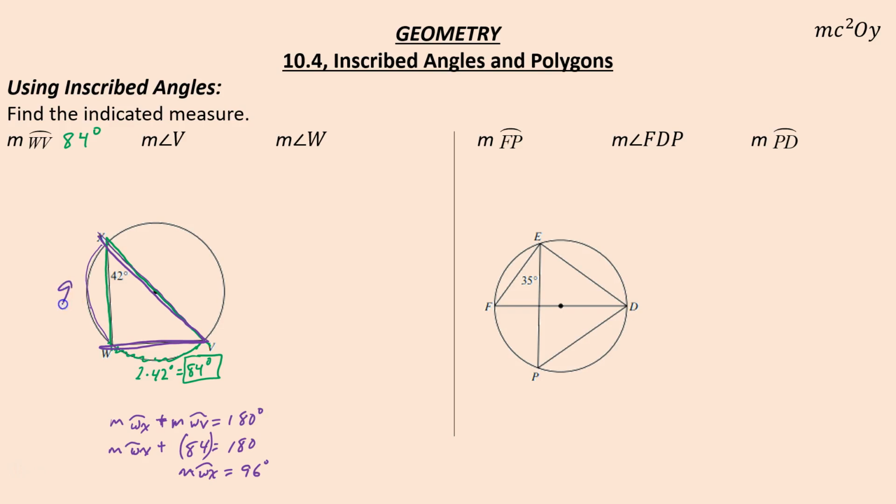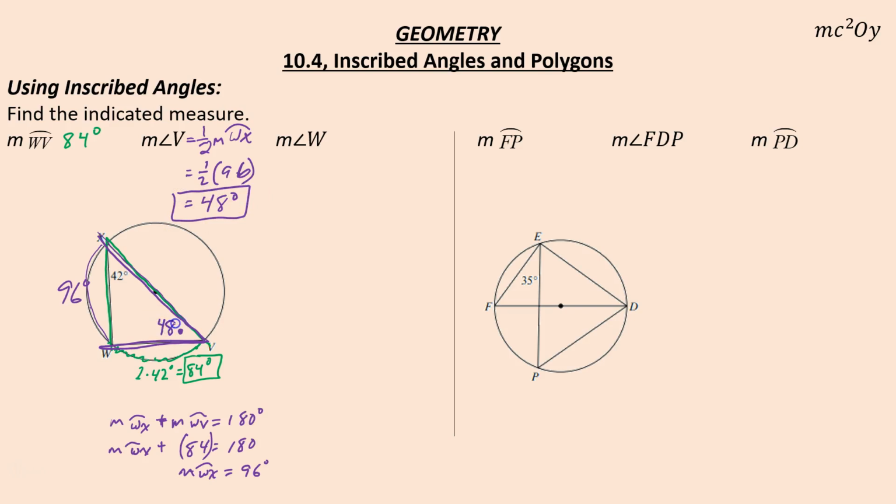Okay, well, if this is 96, notice that's not what I'm necessarily looking for. I'm looking for this angle right here. Well, half of 96 is half the measure of arc WX. So we have 1/2 of 96, which is equal to 48. And that's one way to do it. All right, that's 48 degrees.